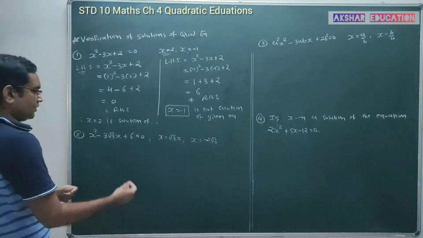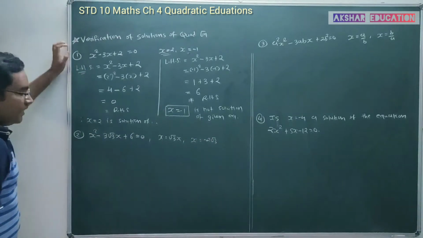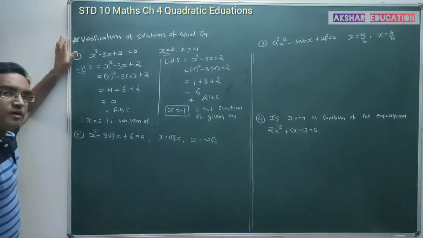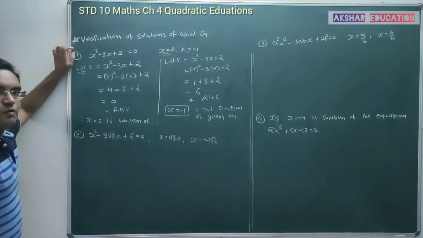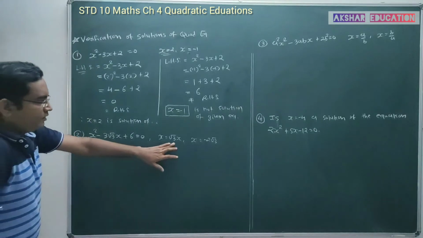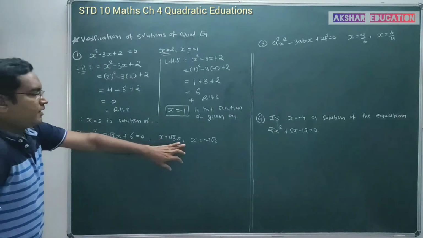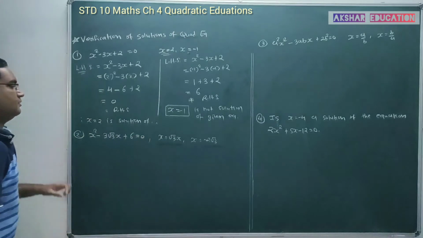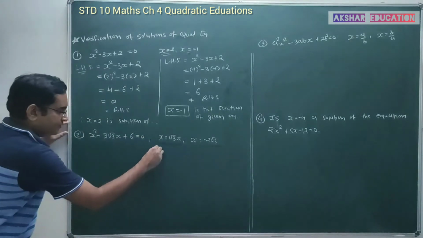Clear, friends? Now here again, the second quadratic equation is there, which is x square minus 3 root 3 x plus 6 equal to 0. And you have to verify for x equal to root 3 and x equal to minus 2 root 3. So you have to start from the left hand side.